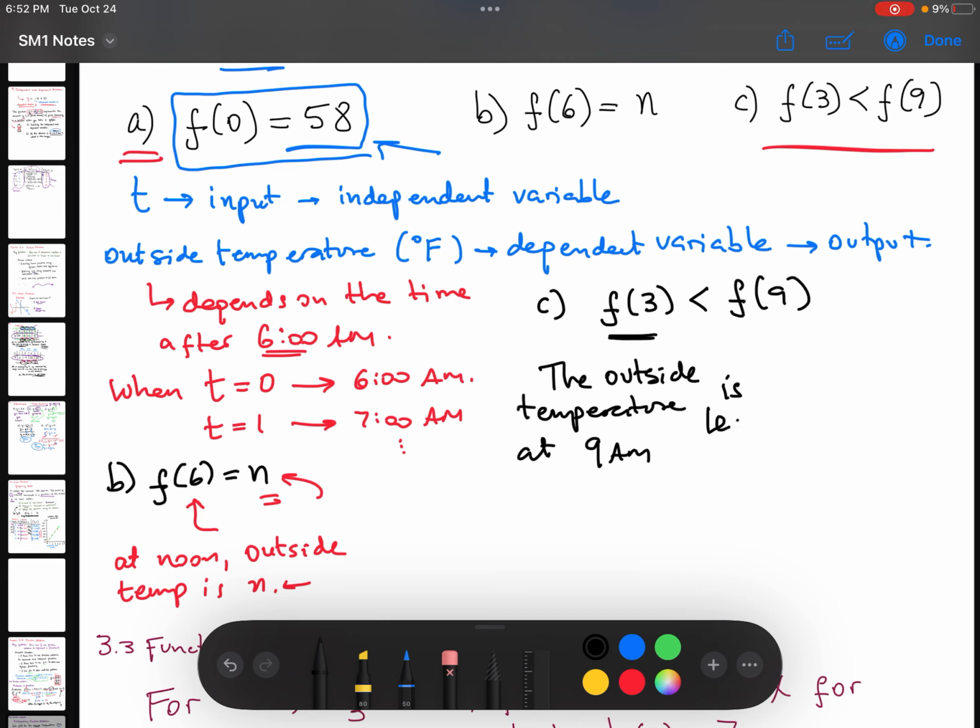Less than the outside temperature at, this is 9 hours after 6 a.m. So it means 15 hours. So 15 hours is 3 p.m. So the output of f when t equals 3 is less than the output of f when t equals 9. So the temperature at 9 a.m. is less than the temperature at 3 p.m. And here we go.